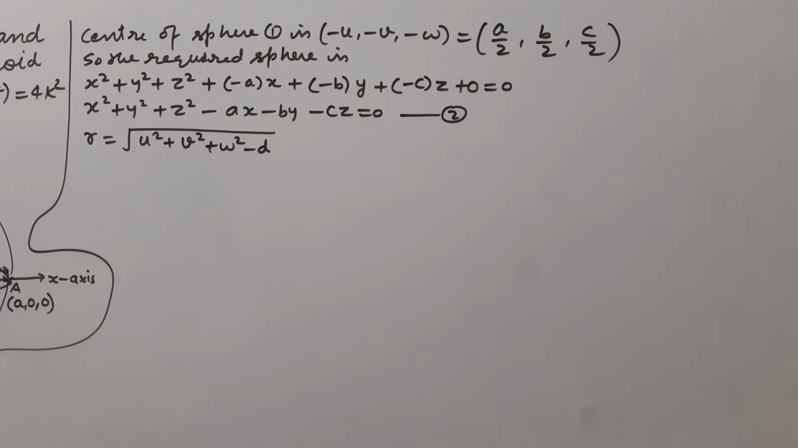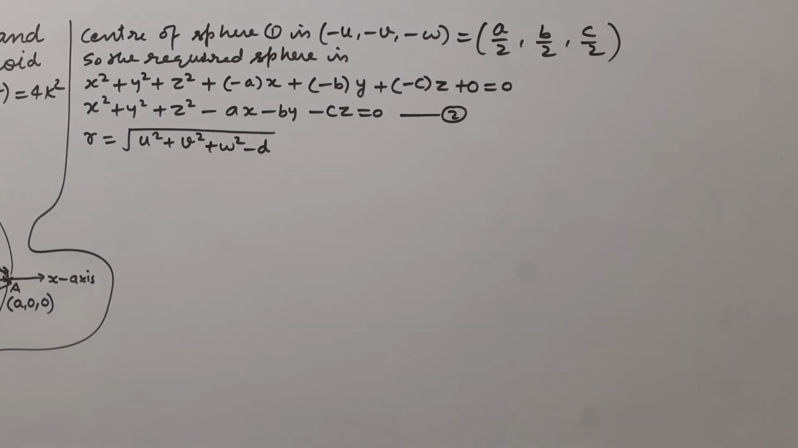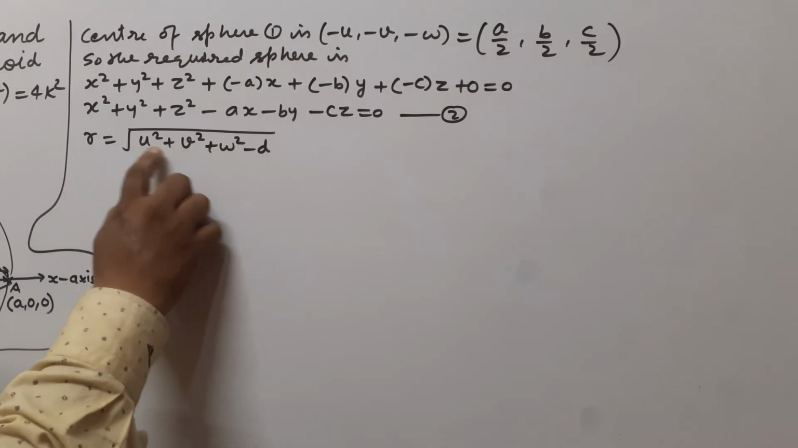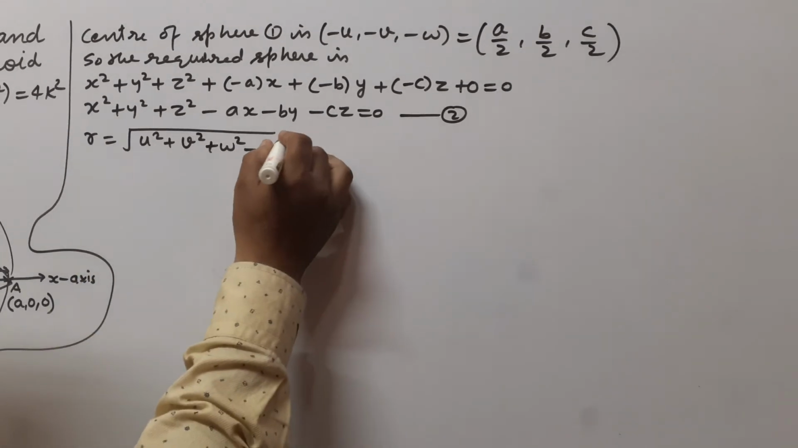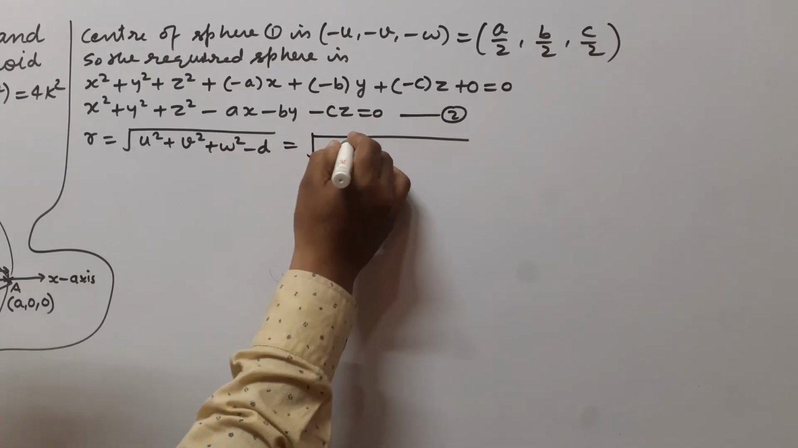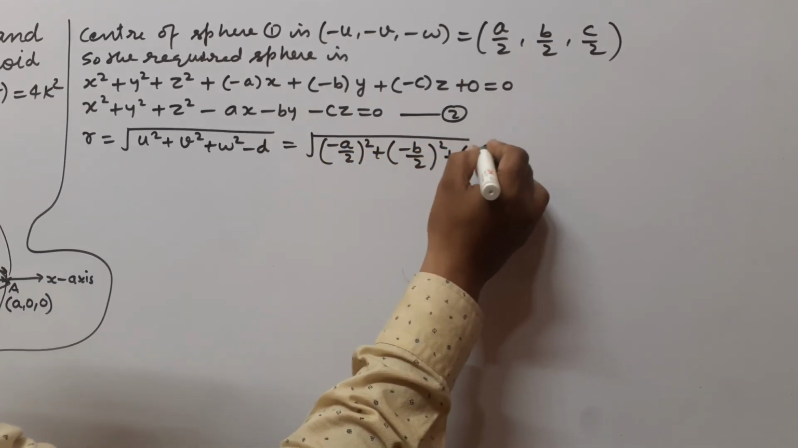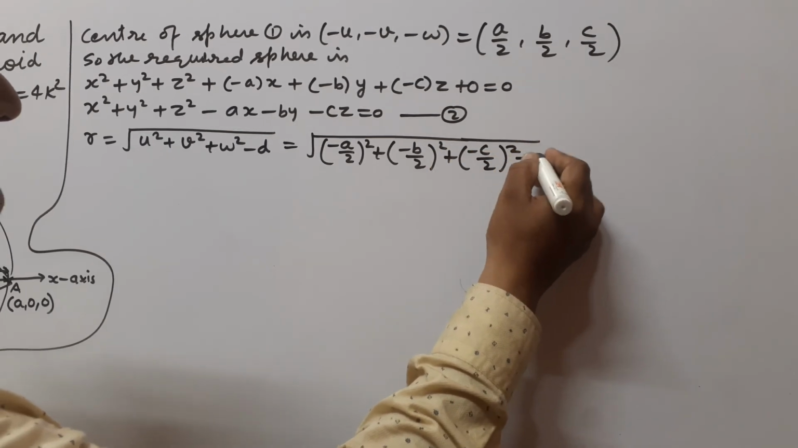If the general equation of a sphere is in the form x square plus y square plus z square plus 2ux plus 2vy plus 2wz plus d is equal to 0, then the radius can be found from the formula under root u square plus v square plus w square minus d. This is the formula for finding the radius of the general equation of sphere 1. Now we put here the values of u, v, w and d, we get the radius of the above sphere second. So the value of u is here minus a by 2, the value of v is here minus b by 2, and the value of w is here minus c by 2, and d is 0 here.